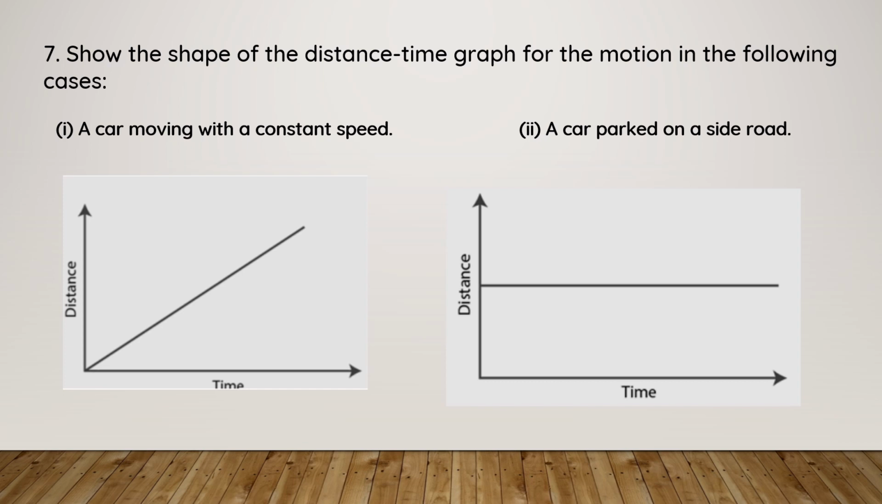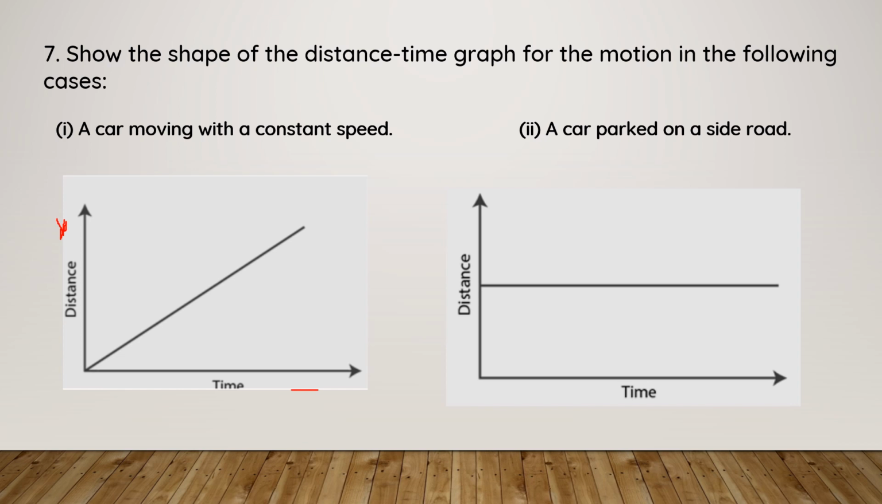Then the next one: show the shape of the distance time graph for the motion in the following cases. A car moving with a constant speed, a car parked on a roadside. That is the question. So for a car moving with a constant speed, the graph comes like this. This is the x-axis, and this is the y-axis. X-axis is time, y-axis is distance.